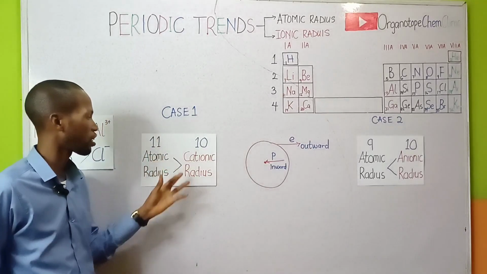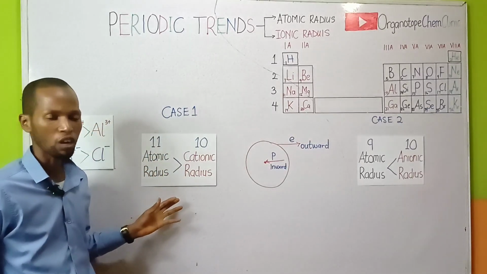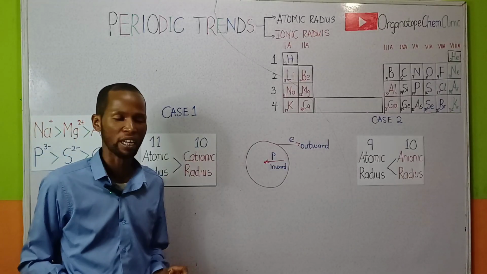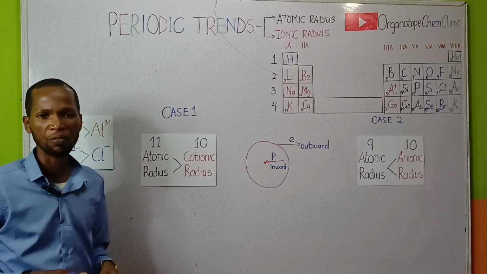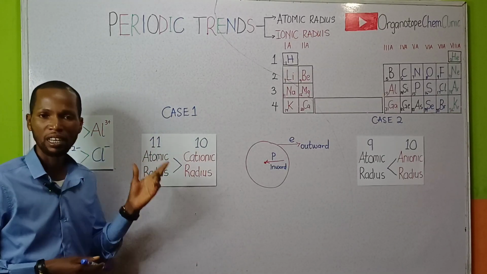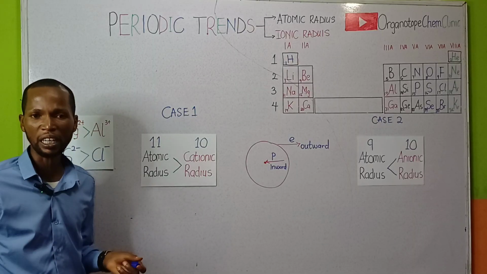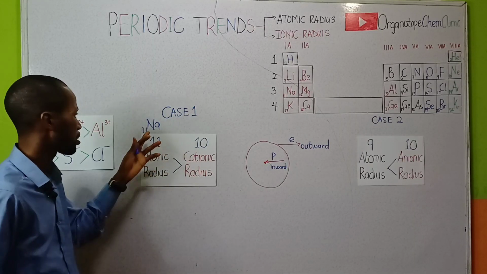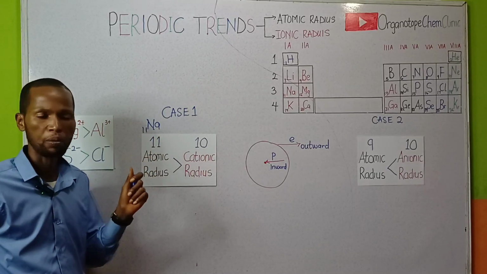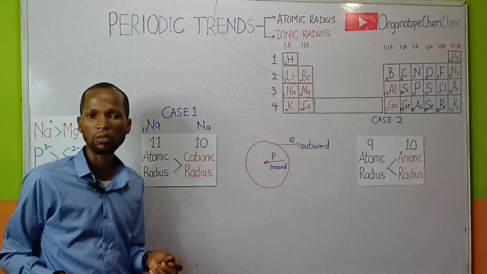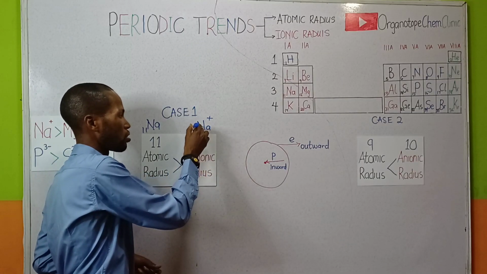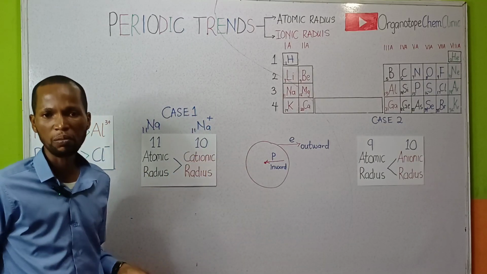Now let's do this together. We have in case 1, atomic radius is greater than the cationic radius. Let us prove this together. We have the atomic number of the element right here is 11. So the element with atomic number 11 is sodium. So which implies that the Na here is the parent atom, while the ion with electron number 10 is the sodium ion. The atomic number still remains the same.